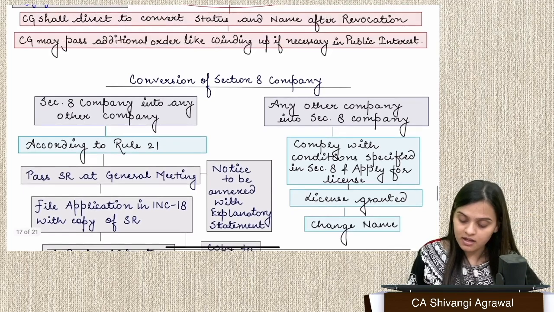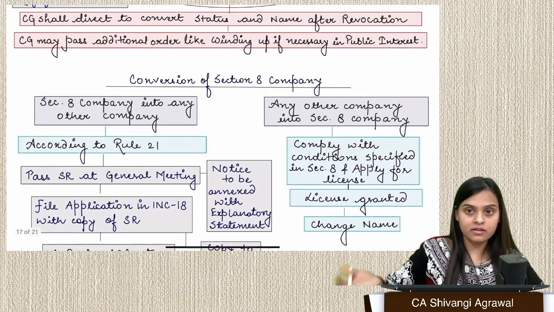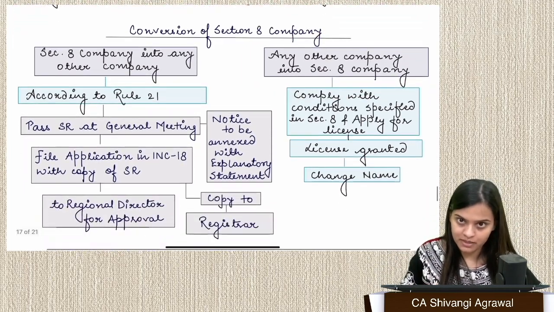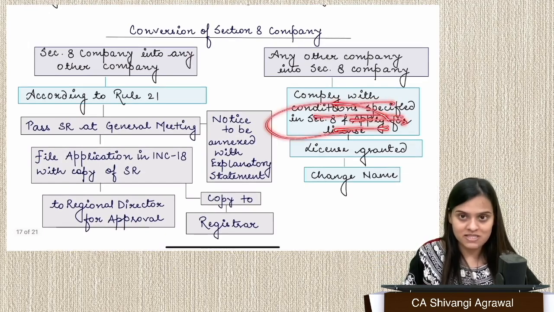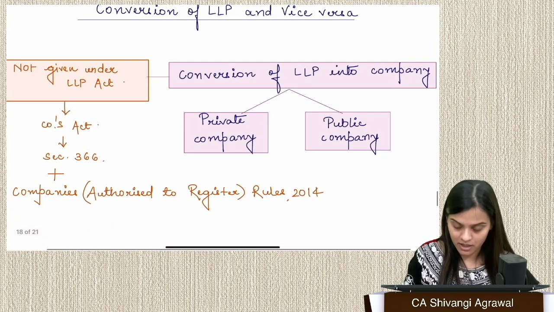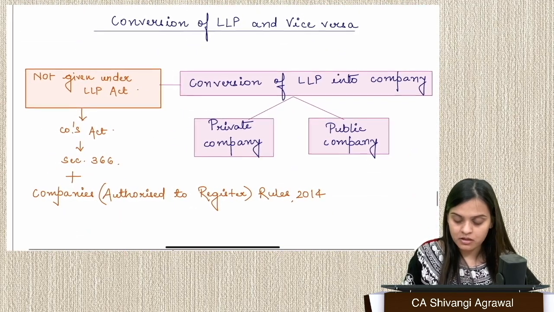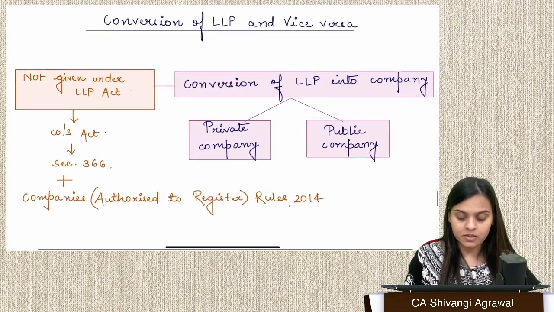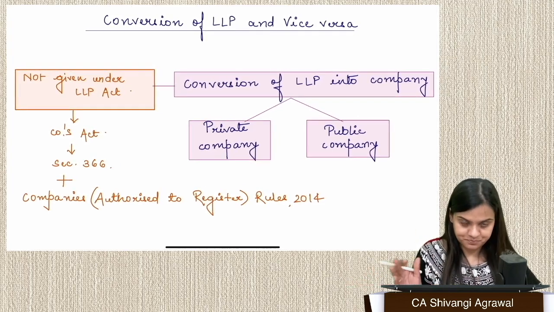If any other company wants to become or get itself converted into a Section 8 company, then it has to comply with the conditions specified in Section 8 and apply for license. Once you get the license, then you can change the name, right? Then comes your other conversions like conversion of LLP and vice versa.